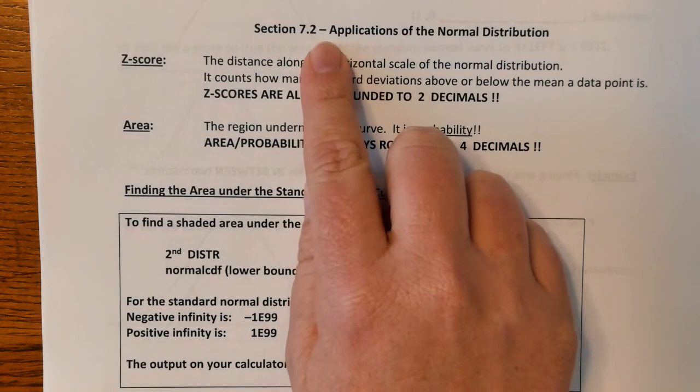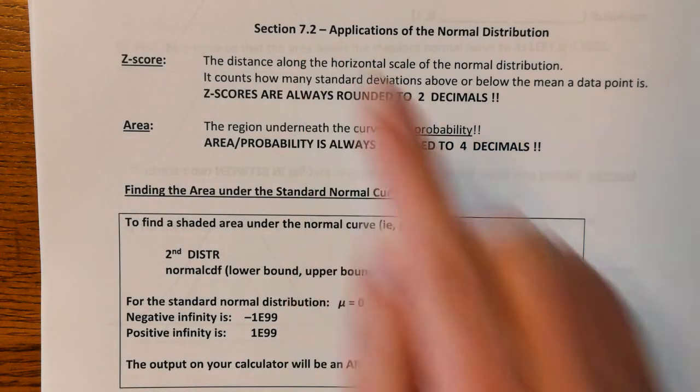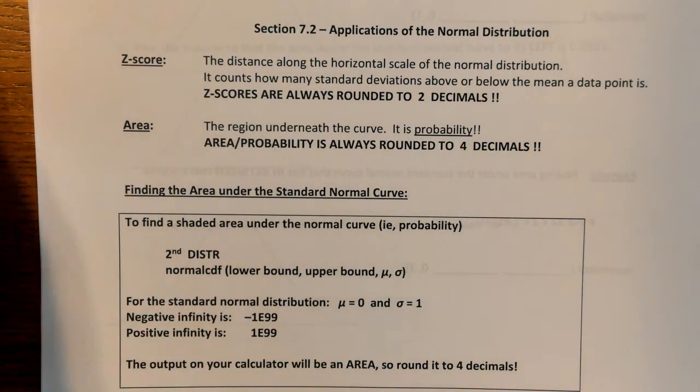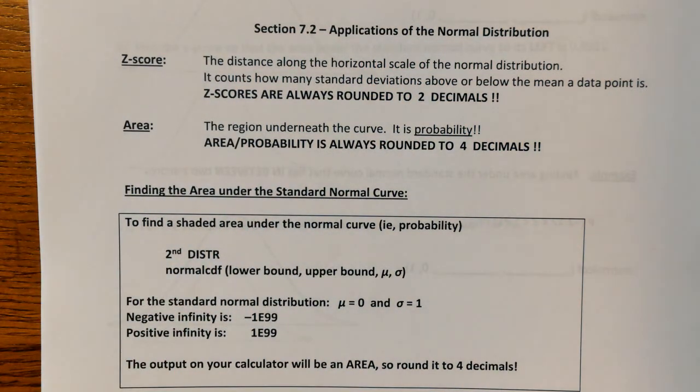So 7.2, we're continuing working with our normal distributions, and this one is going to be very calculator heavy. The calculator will do the work for us. We just have to know what to type in, okay? And there's a couple things to keep in mind.